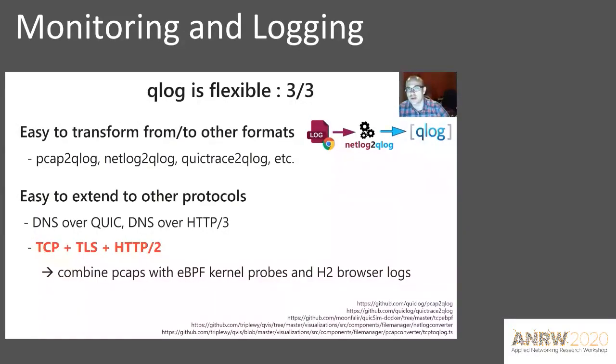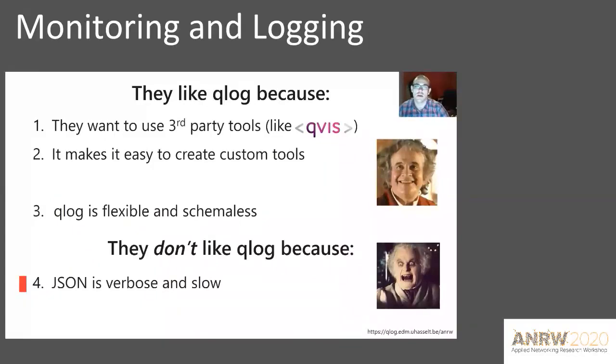So this is what people liked about the QLog format, or at least some things, but there are also some things they don't like. And the main pushback that we've always gotten is that people are afraid that it's too slow and too large because we use JSON.